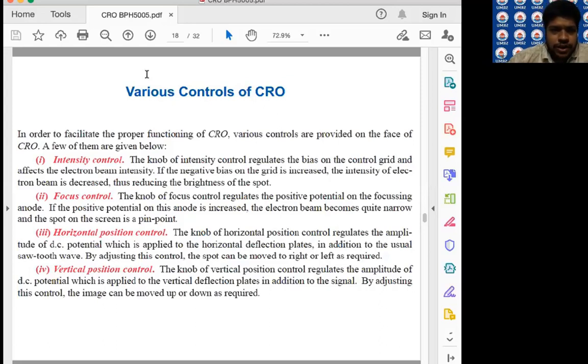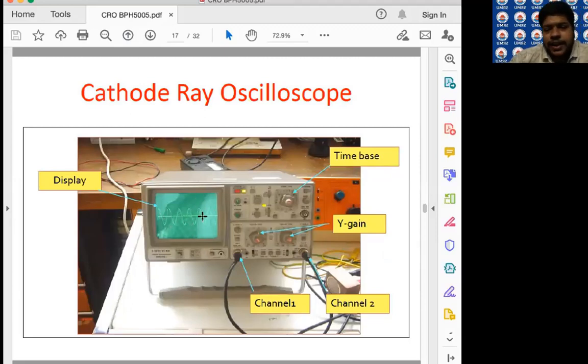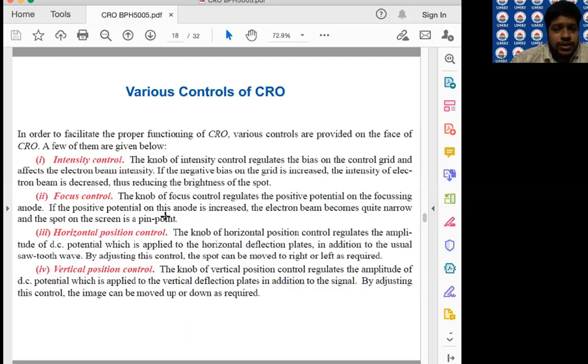Another control is horizontal position control. If we talk about this signal, sometimes we need to take it up, sometimes we need to take it down. So this is a control, and how it moves, with what speed it is moved. This is another control. The knob of horizontal position control regulates the amplitude of the DC potential which is applied to the horizontal deflection plate in addition to the usual sweep wave. By adjusting this control, the spot can be moved right or left as required.